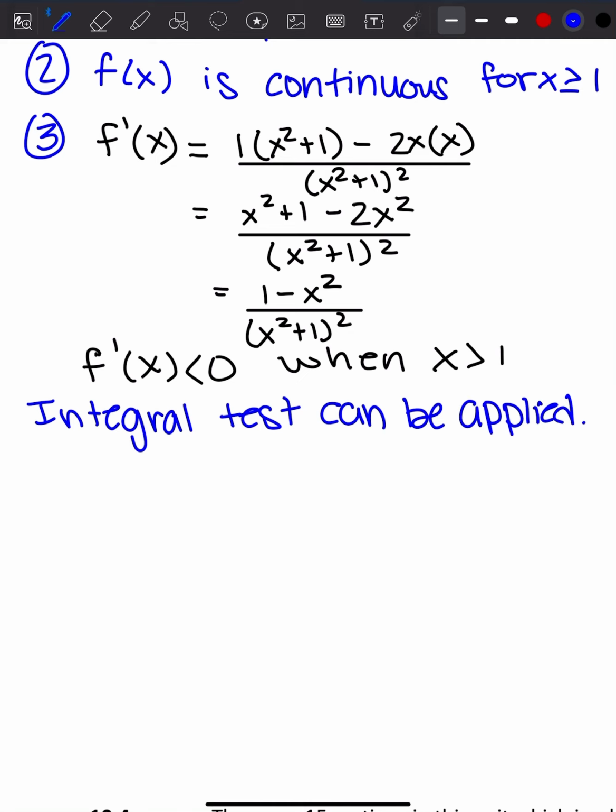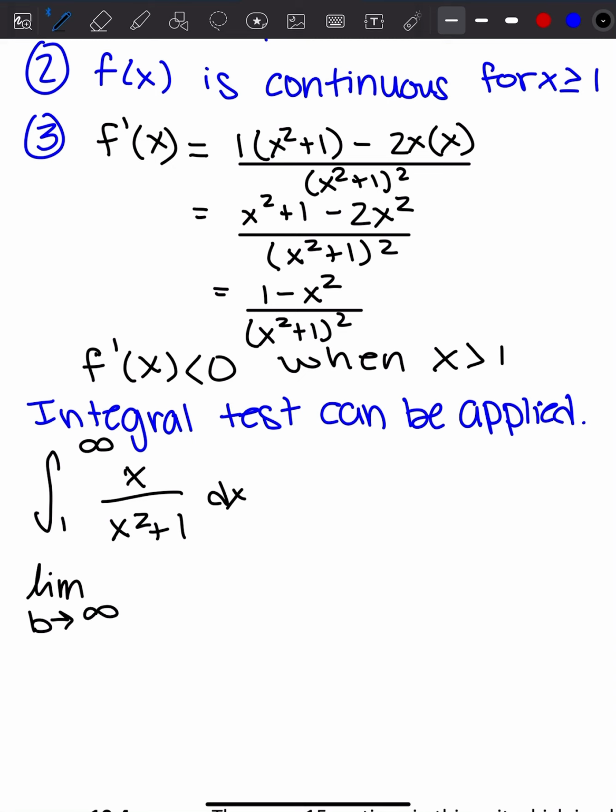Okay, so now we are looking at the integral from 1 to infinity of x divided by x squared plus 1 dx. Now we're going to do our improper integral. We're going to take the limit as b approaches infinity, replacing the infinity in our integral with b, of x divided by x squared plus 1 dx. And then we're going to integrate what we have.